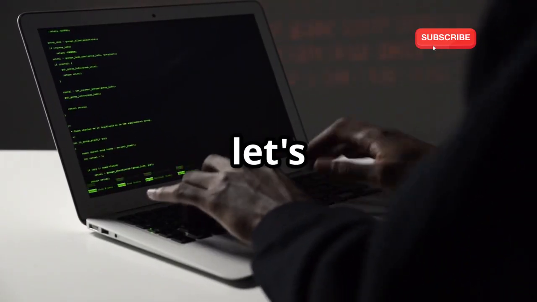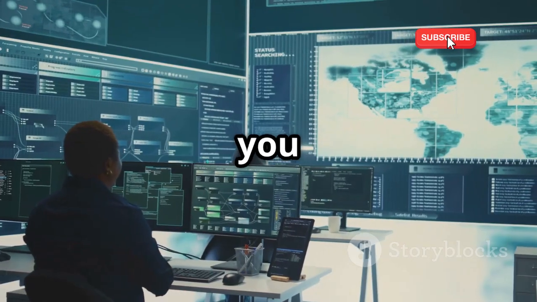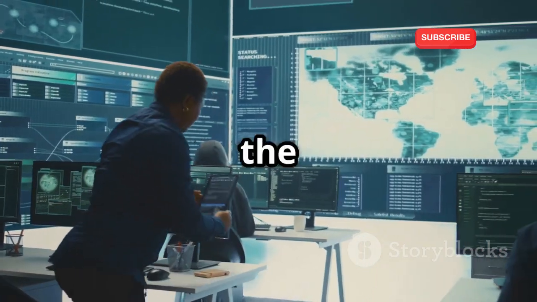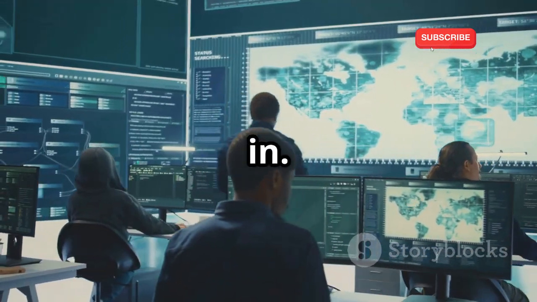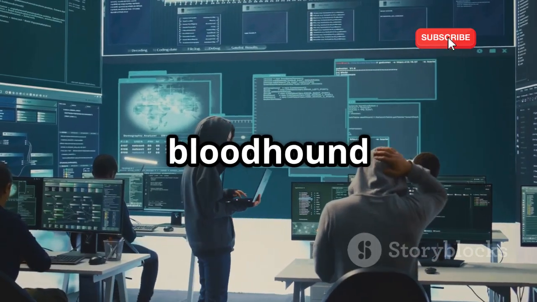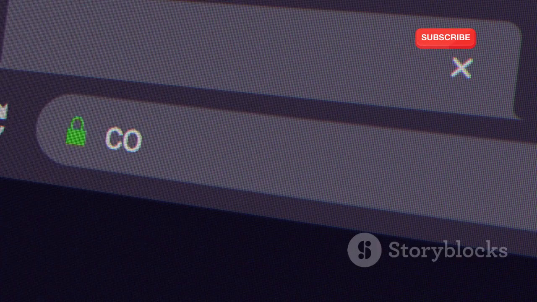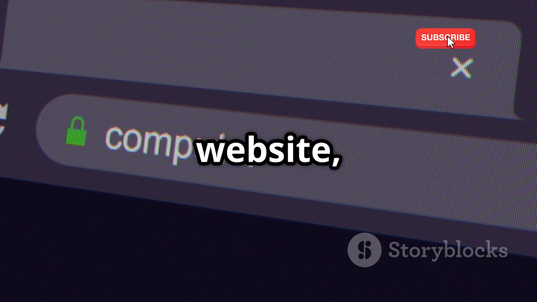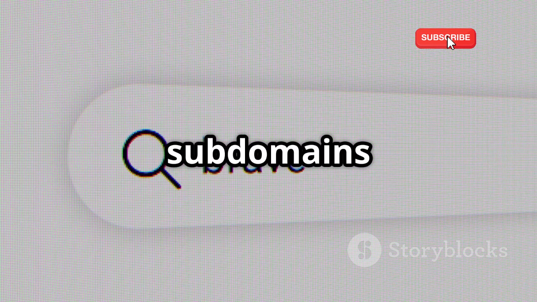All right, now let's talk about finding those digital breadcrumbs. Sometimes you need to dig a little deeper to find the information you're looking for, and that's where theHarvester comes in. This tool is like a bloodhound for email addresses and domain names. You give it a target, could be a company, a website, even a person's name, and theHarvester sniffs out all the associated email addresses and subdomains it can find.